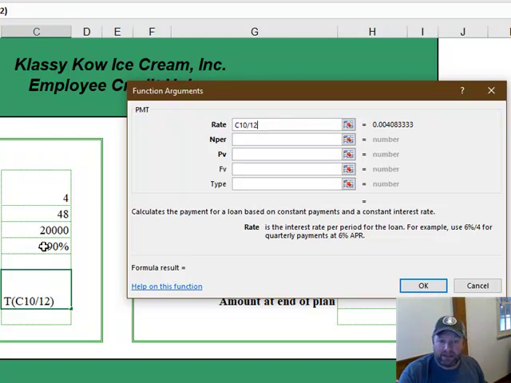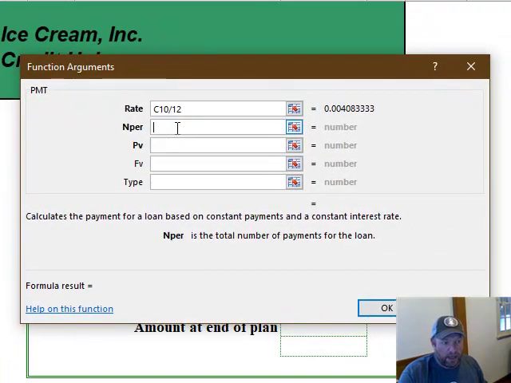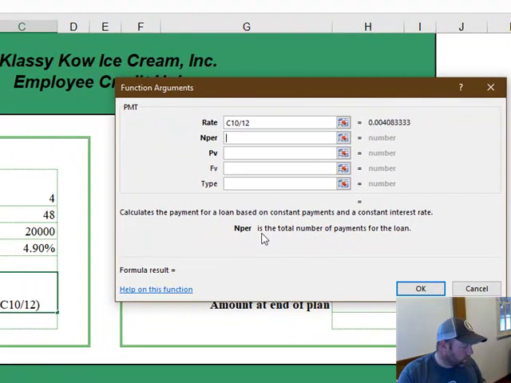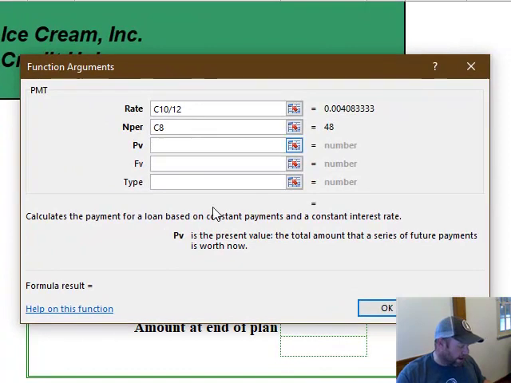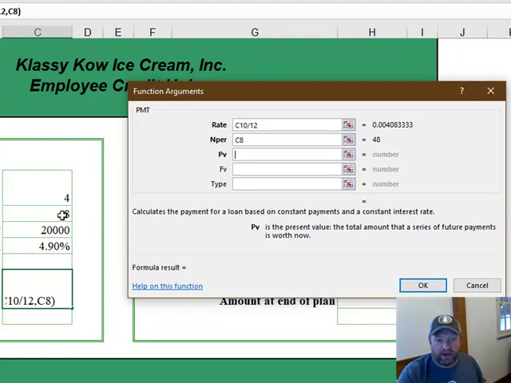The NPER, if you remember that, that's the total number of payments. And you can see it. It gives you a little screen tip right here, okay? And we know the answer is coming from cell C8. Now, we're going to go to cell C9. And this is the present value, all right? It's the total amount that is going to be value of the vehicle right now. The total value of the vehicle right now before you drive it off the lot is going to be $20,000. That's cell C9.